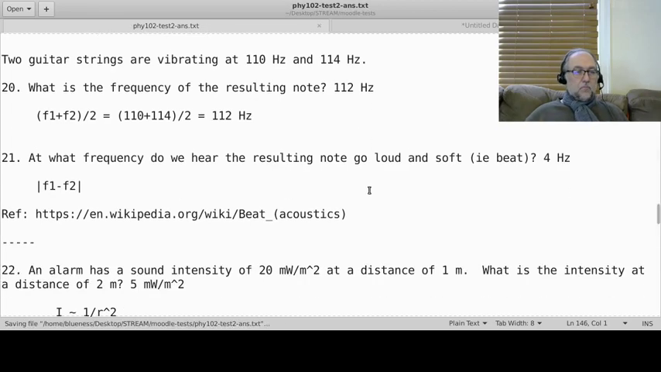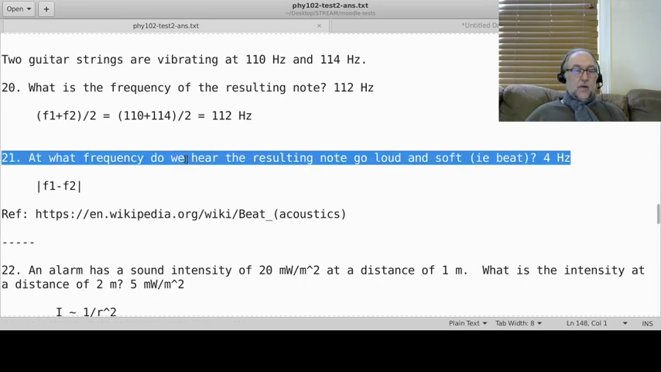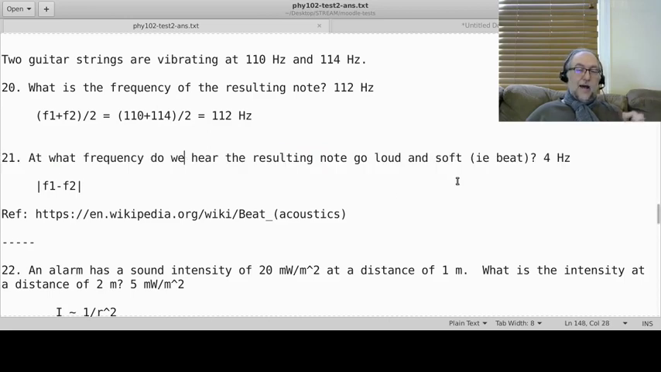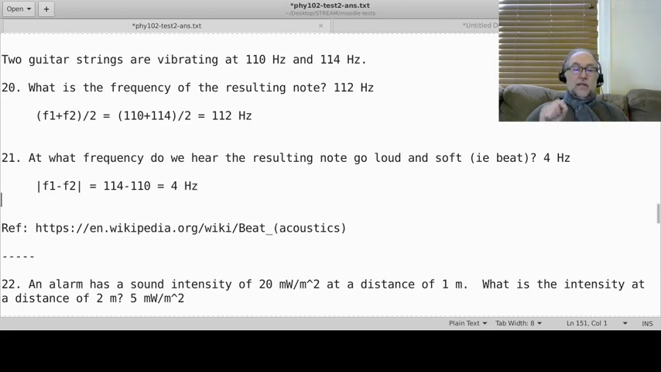Now, the frequency that you actually hear the note go loud and soft, that's called beating, okay? So that turns out to be 4 hertz, and it's just the difference between the two. And in absolute values, because it doesn't matter which one's bigger than the other, so we'll just take the bigger one, 114, minus 110, and that just gives you 4 hertz like that, okay? And that's not the frequency of the note, that's the frequency at which you hear the thing go loud, soft, loud, soft, loud, soft.